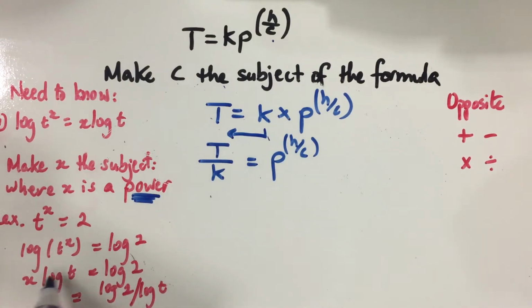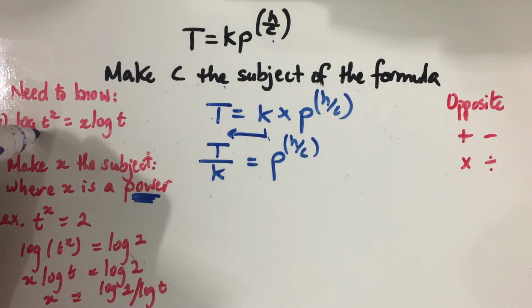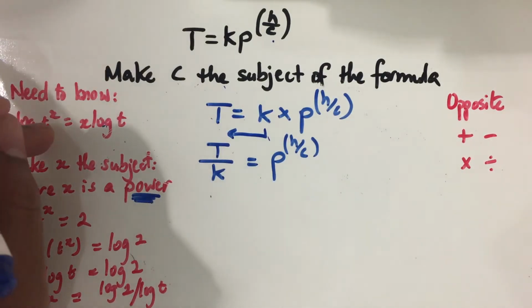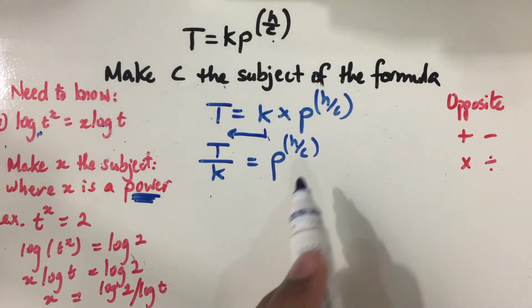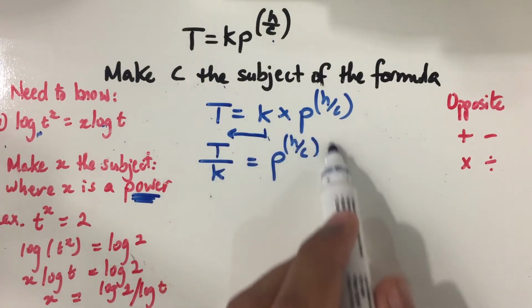Now, to bring log t across, this x is multiplying by log t, so the opposite of multiplying is dividing. So x is equal to log 2 divided by log t. Okay, we just assume this is base 10. It doesn't matter. Now, look at this problem here.